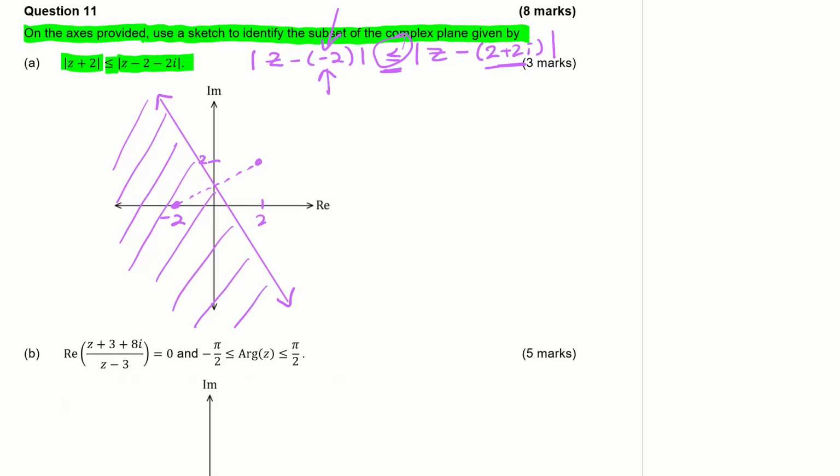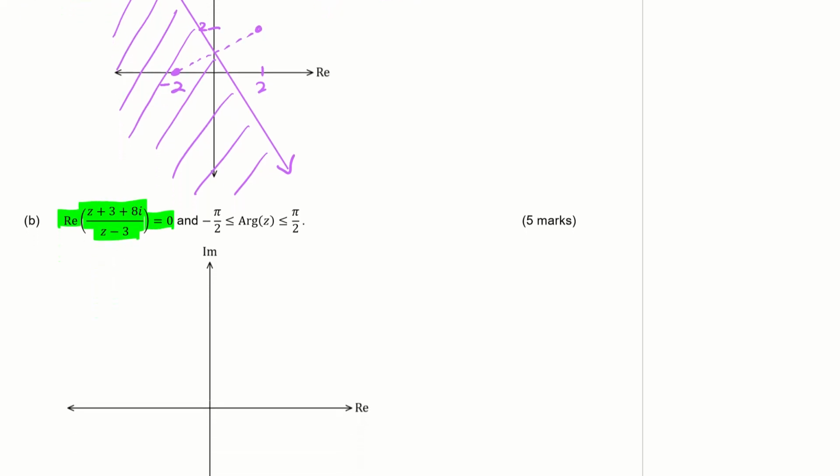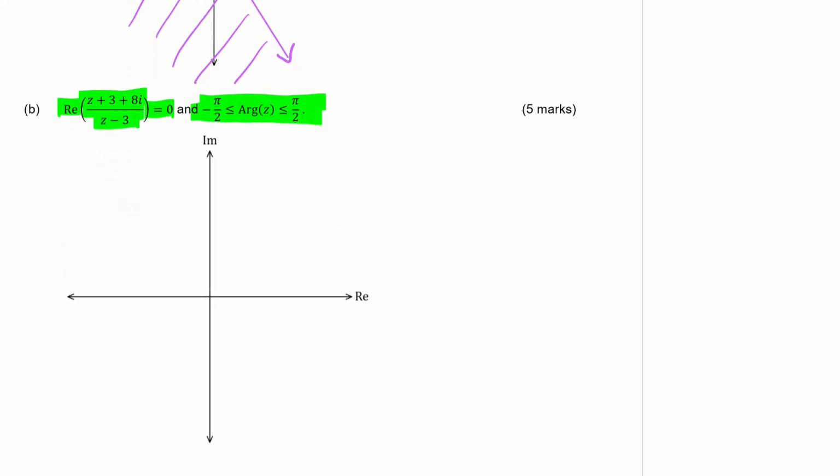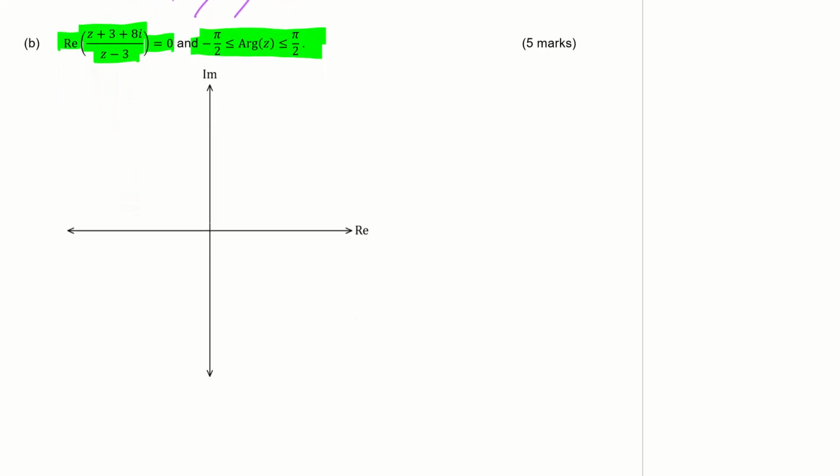Now part B is a bit trickier. We have the real part of z plus 3 plus 8i over z minus 3 equals 0, with the argument being between negative pi by 2 and pi by 2. And there's a bit of algebra to do here. Not a lot of space to do it.